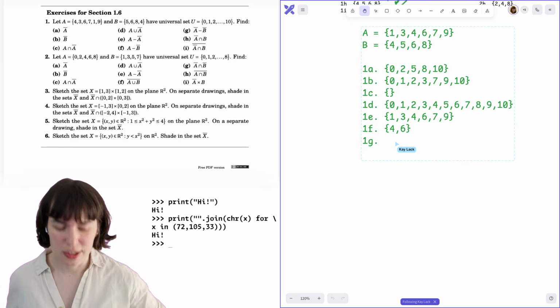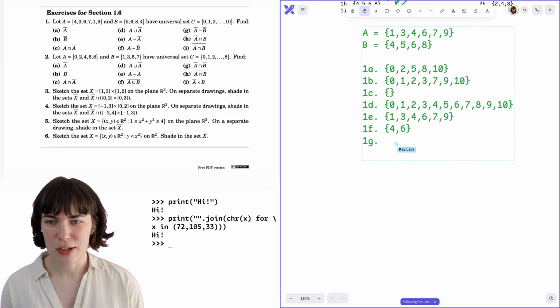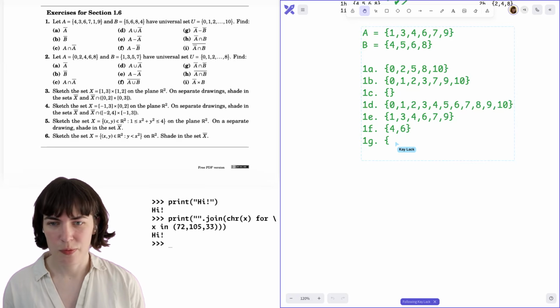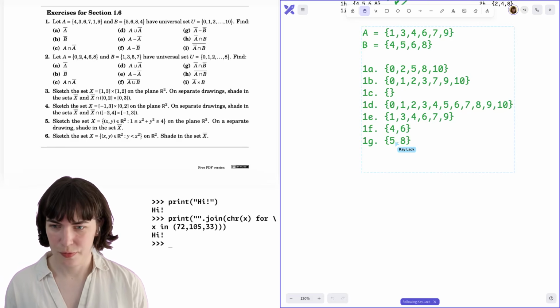Okay, complement. So G is complement of A minus complement of B. Now that's going to be everything that's in complement of A that's not in complement of B. So not 0, not 2, 5, 8, and that's it.